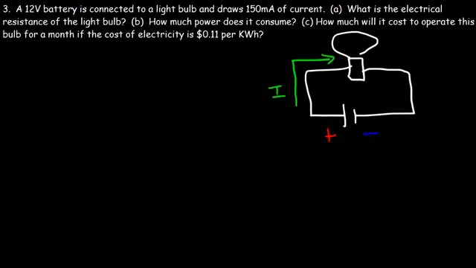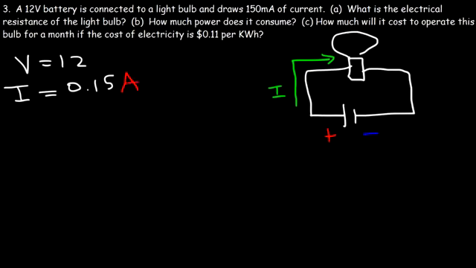Now let's make a list of what we know. So the voltage is 12, the current is 150 milliamps, but we need that in amps. So we can divide that by 1,000 or move the decimal 3 units to the left. So that's equivalent to 0.15 amps.